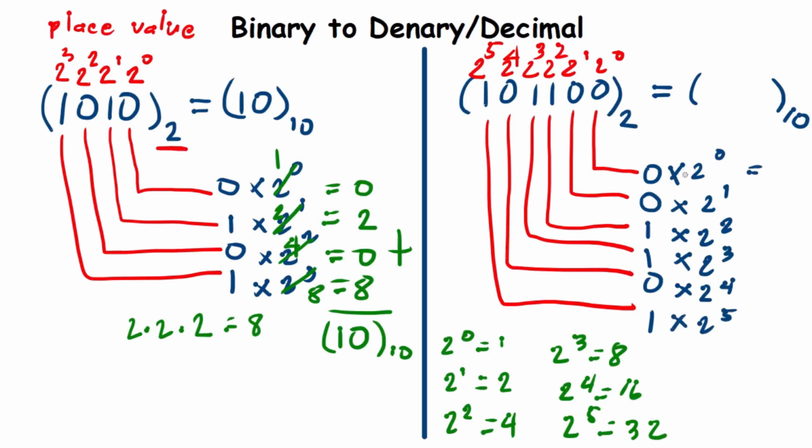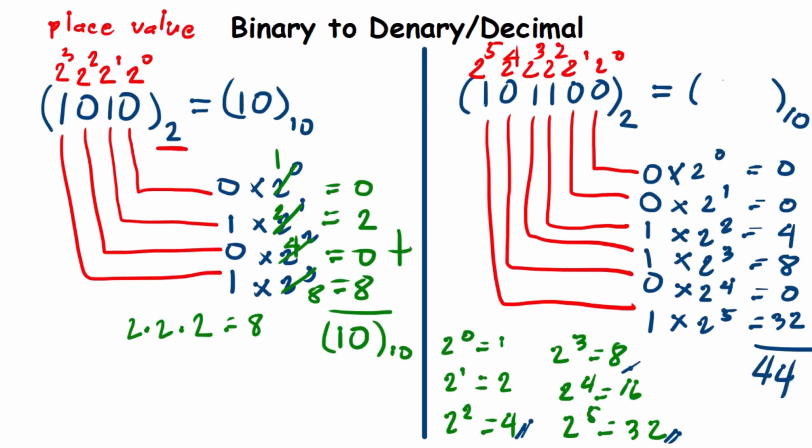Any number multiplied by 0 is 0, so this will be 0. This is also 0, and 2 to the 2 is equal to 4, so 4 times 1 is 4, and 2 to the 3 is 8, so this is 8, and 2 to the 4 times 0 will give us 0, and 2 to the 5 is 32. 32 times 1 is 32. So we will just add all this, and it will give us 32 plus 8 is 40, plus 4 is 44. It means that this binary number is equal to 44 in denary number.